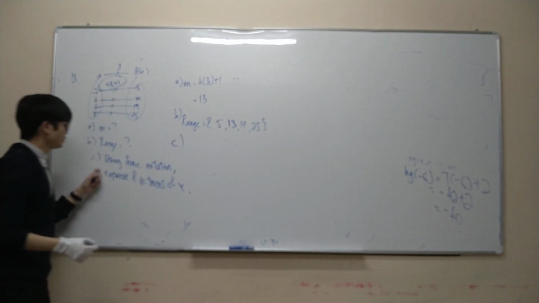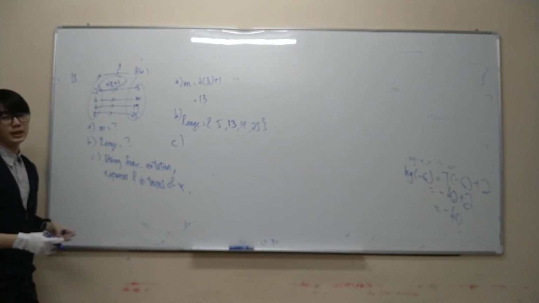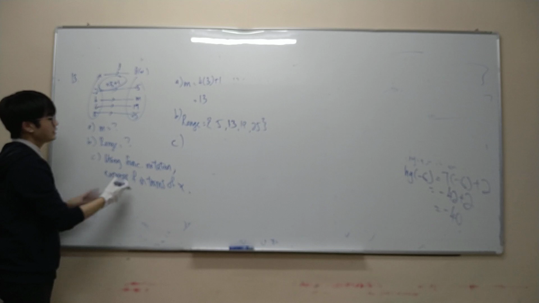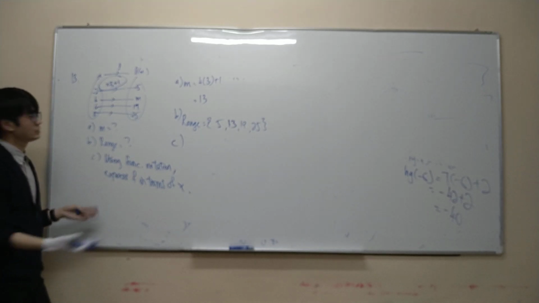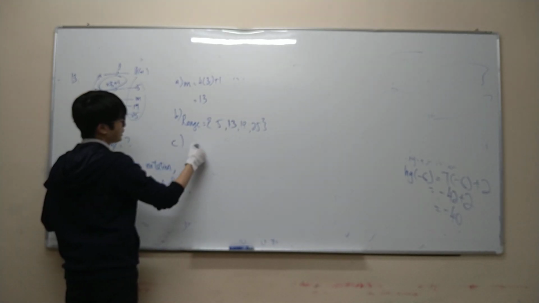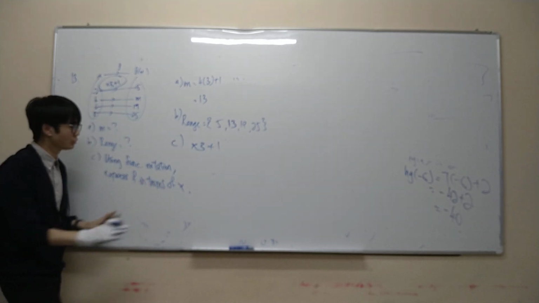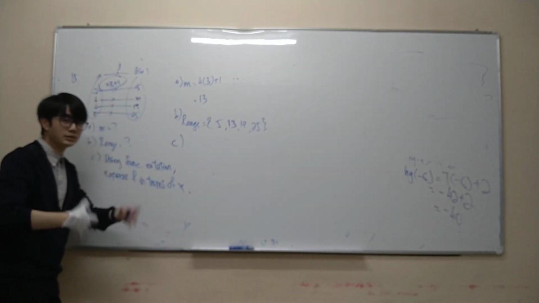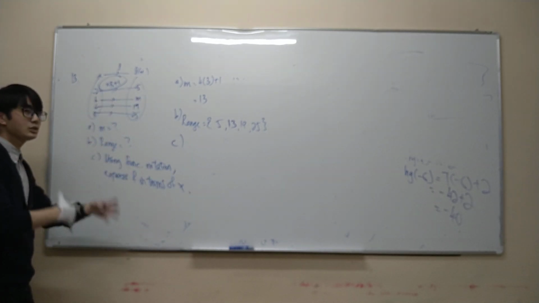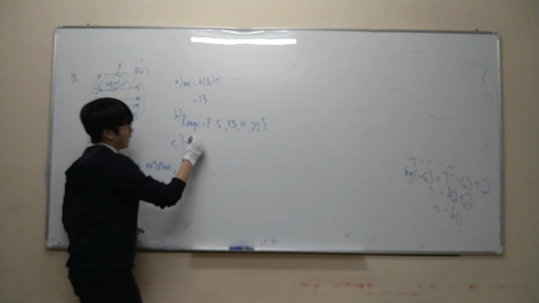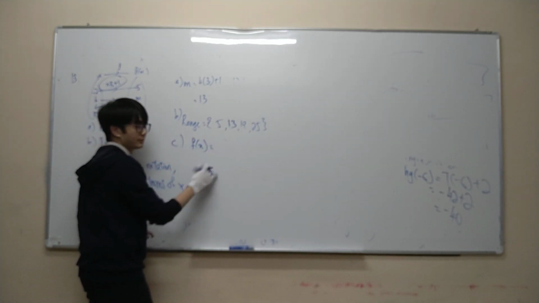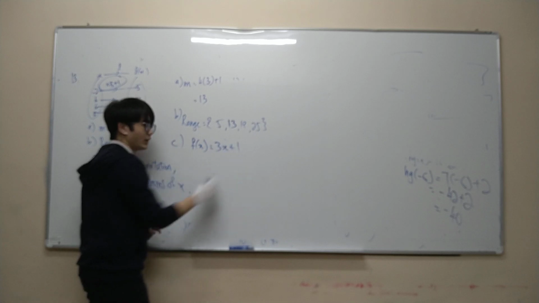C. Using function notation to express f in terms of x. This is just asking you to write down the relation. So what's the relation? Times 3 plus 1. But you cannot just write like this, times 3 plus 1. No. You have to write it in a proper way. And how do you write function? You have to write f(x) equals to 3x plus 1 like this.